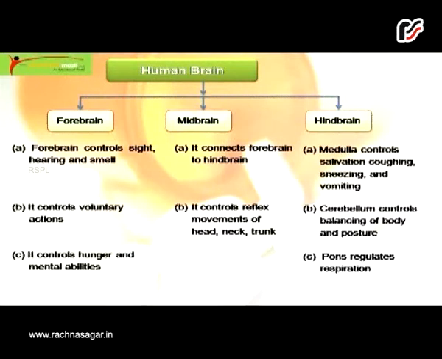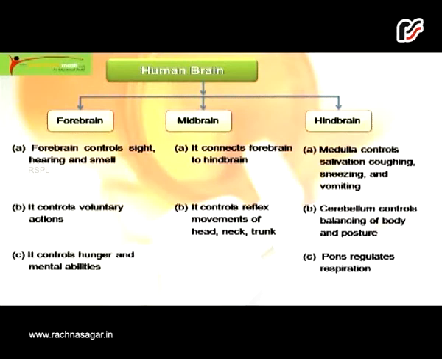The forebrain controls sight, means vision, hearing and smell. Then it also controls all the voluntary actions, the actions which are done by our will. And it also controls hunger as well as mental abilities. So these are some of the prominent functions controlled by the forebrain.